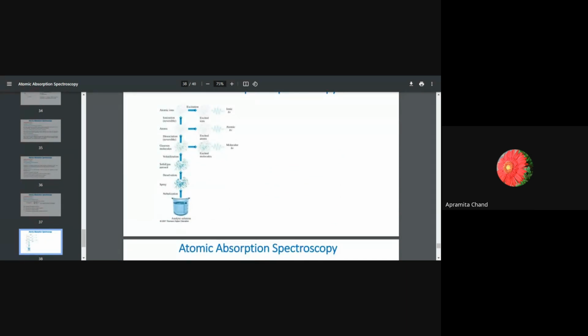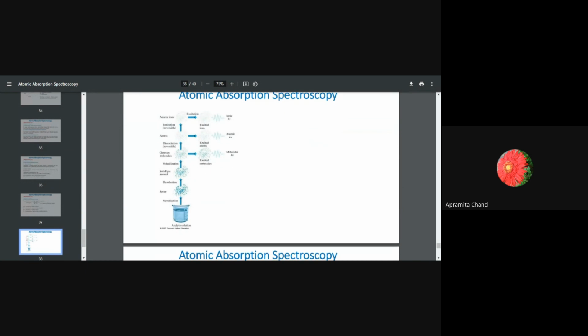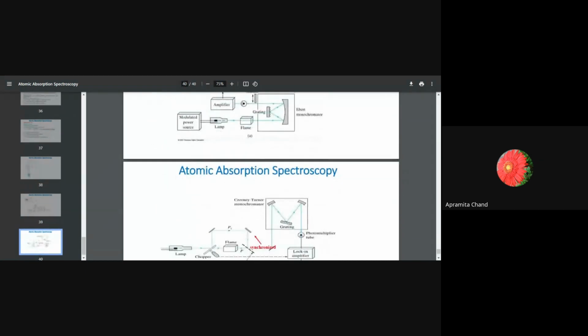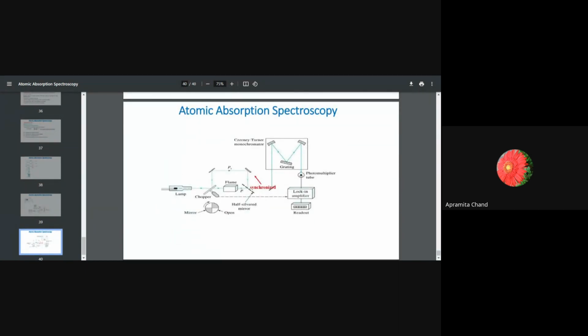Okay, so this is again a schematic diagram of what is happening during an AAS. These are the different kinds of setups that are there. We have already discussed the general scheme of the instrumentation, and different types of instruments are being used. Like if we are discussing the monochromator, in some instruments a Czerny-Turner kind of monochromator is being used. So you can see them here.